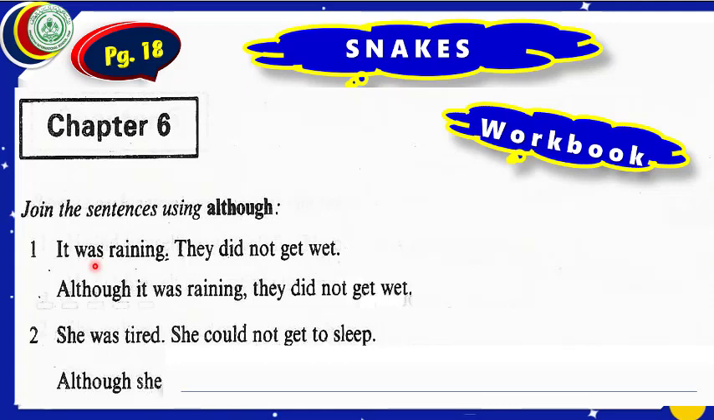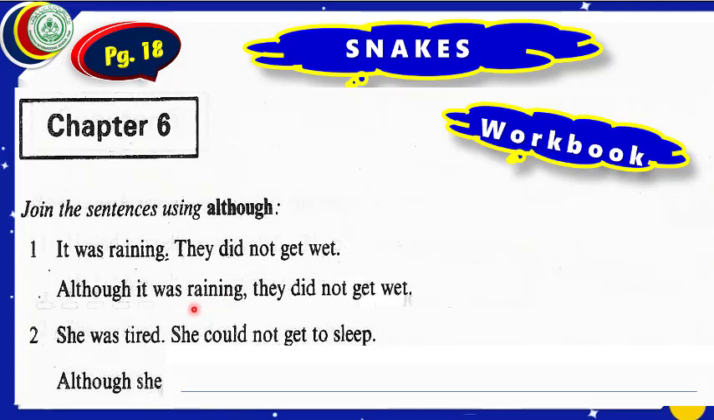It is done for us. It was raining. They did not get wet. Although it was raining, they did not get wet. Dear students, it is very important to note the changes in the given sentence. Let us try to note.